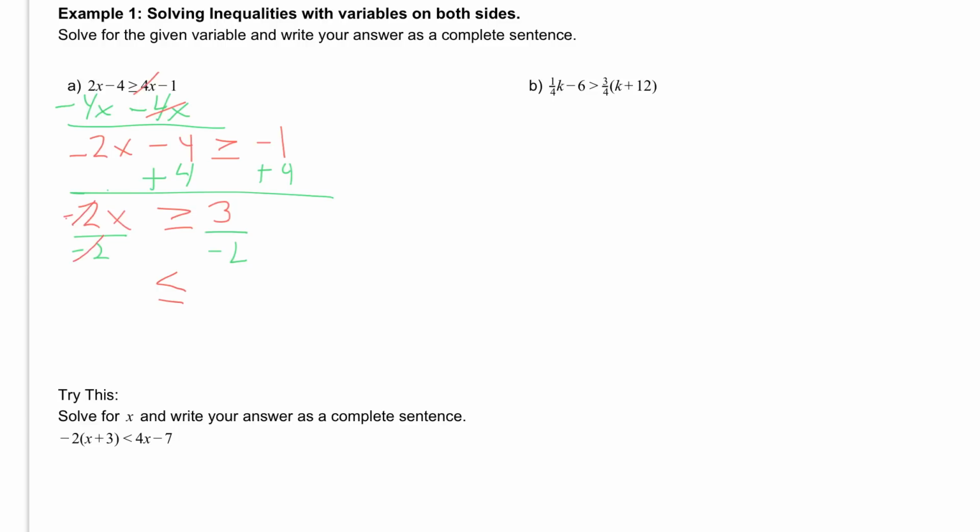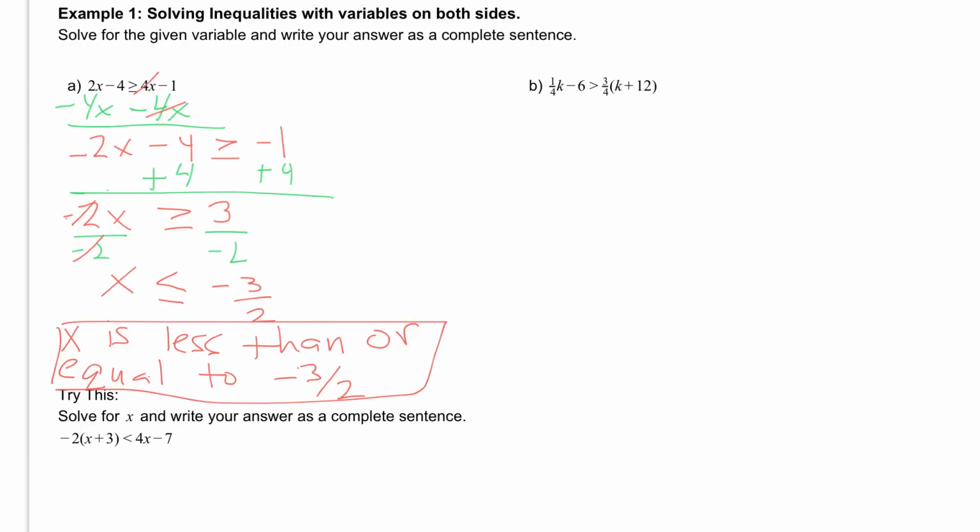On the left-hand side, those negative 2's will cancel and my x comes down. And on the right-hand side, 3 divided by negative 2 is negative 3 over 2. And then I want to write this as a complete sentence, so I can write x is less than or equal to negative 3 over 2.